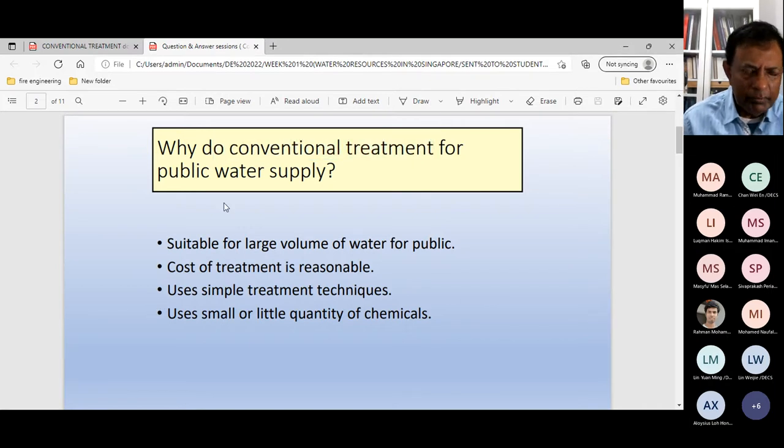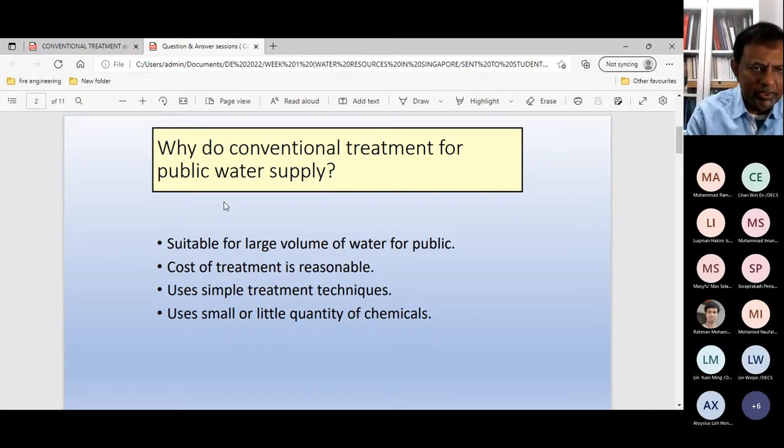We have five treatment plants. Only Chestnut Avenue treatment plant is using membrane. All others are using the traditional flocculation, coagulation, sedimentation, disinfection, and then pump the water to the consumer. So this is what is conventional treatment.